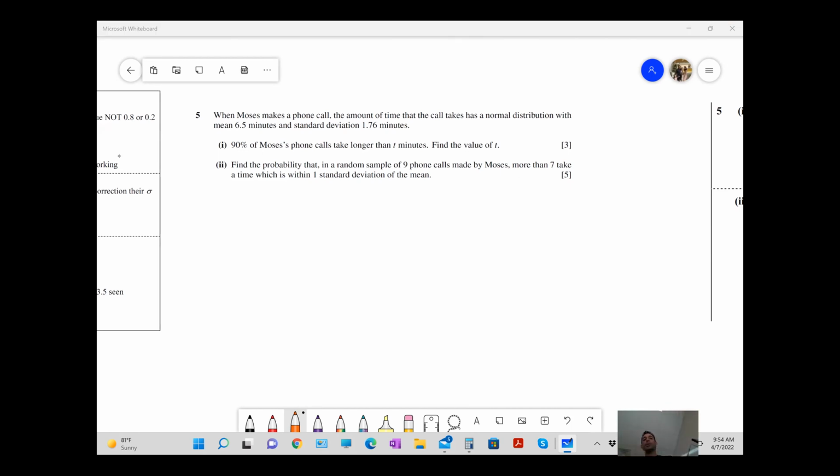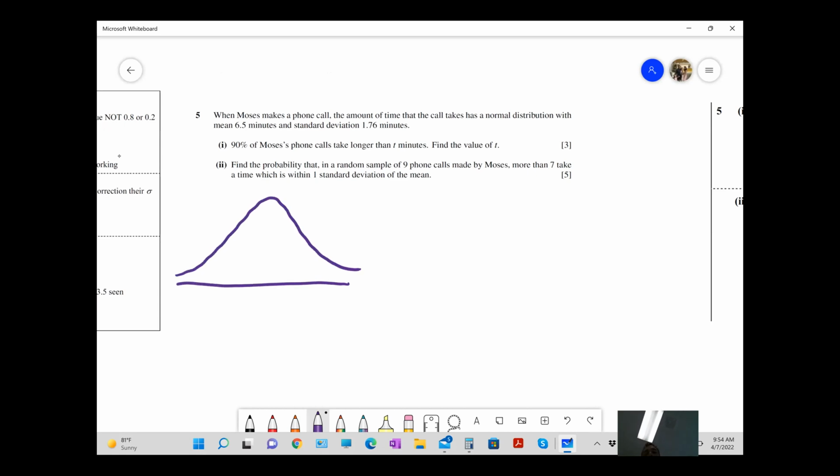Okay, so it says here, when Moses makes a phone call, the amount of time that the call takes has a normal distribution with a mean of 6.5 minutes and a standard deviation of 1.76. So what's the first thing we should do here? Once we've read that, we should draw a normal bell shape. Our mean is going to be 6.5 and our standard deviation is going to be 1.76. Do we agree? Okay.